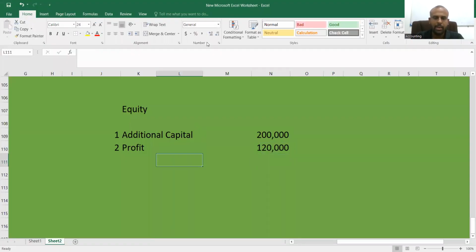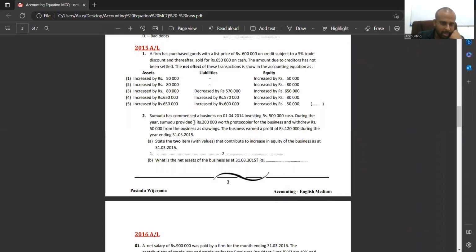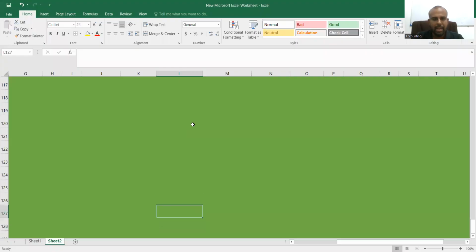Right. You know what is next? Then what is the net assets of the business as at 31st March 2015? Again, equity balance at the end of the period. Equity balance at the end of the period. How much is the answer? You can send it.